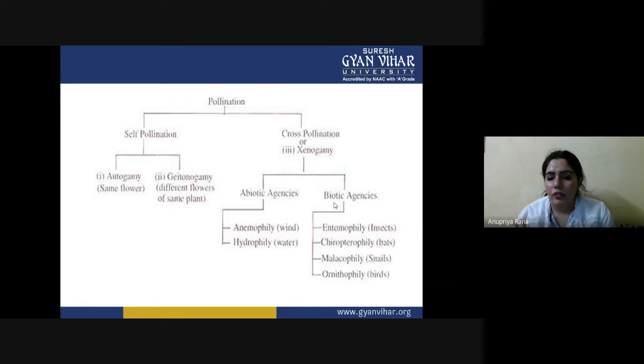Next, biotic agencies. Entomophily will be done by insects, chiropterophily by bats, malacophily by snails, ornithophily by birds. So these are the different categories under which we can get help to pollinate, carrying pollen from one flower or one plant to another plant.